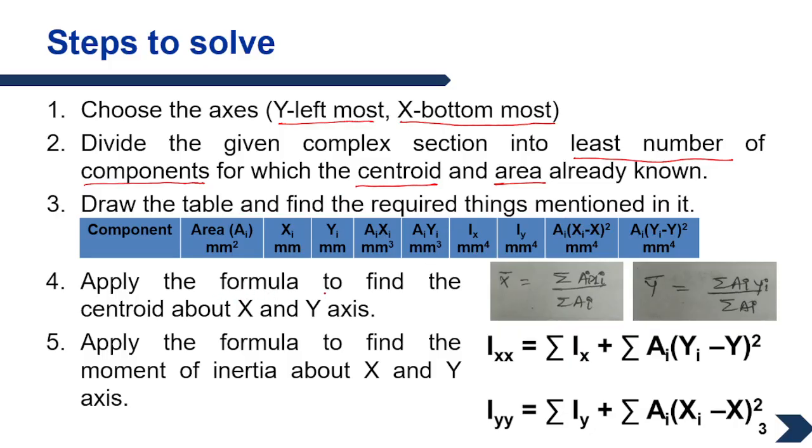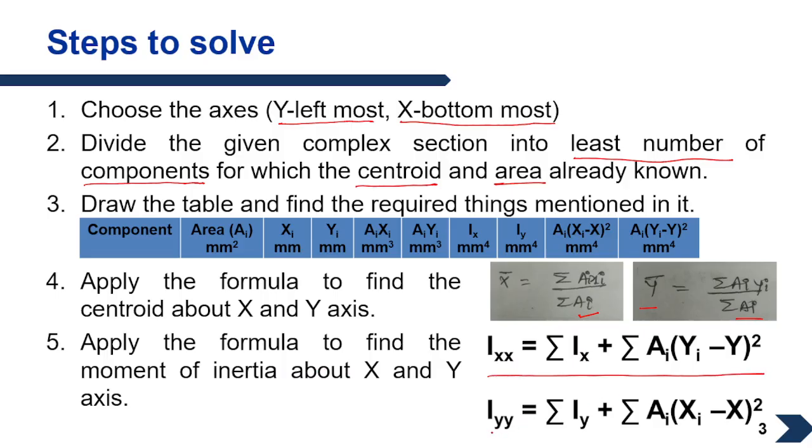Then you have to apply the formula to find the centroid about x and y axis. So this formula we have to learn: x bar equals sigma ai xi divided by sigma ai for finding centroid about x-axis, and for about y-axis we have y bar equals sigma ai yi divided by sigma ai. Similarly, apply the formula to find the moment of inertia about x and y-axis. So these two formulas we need to remember.